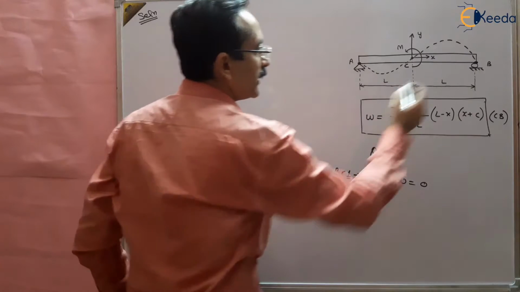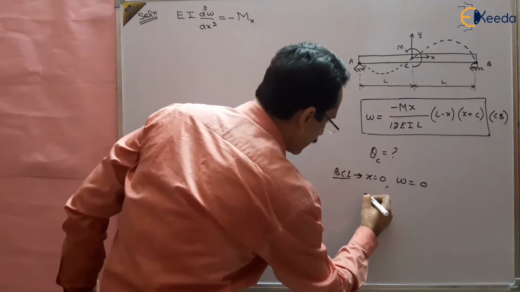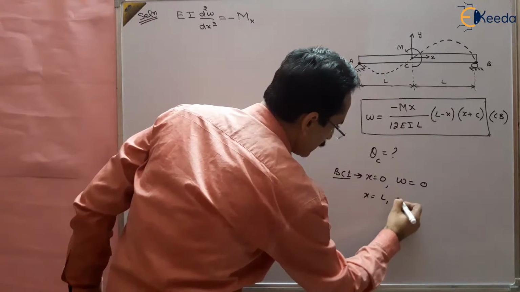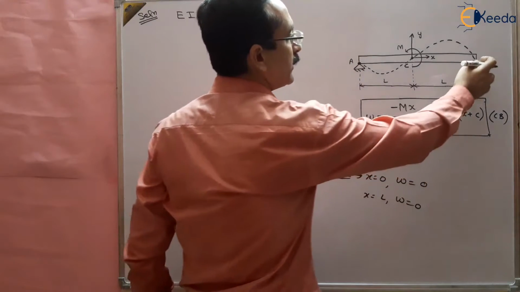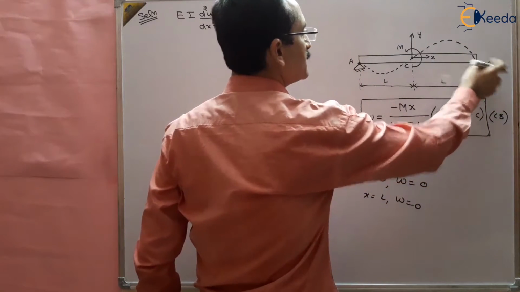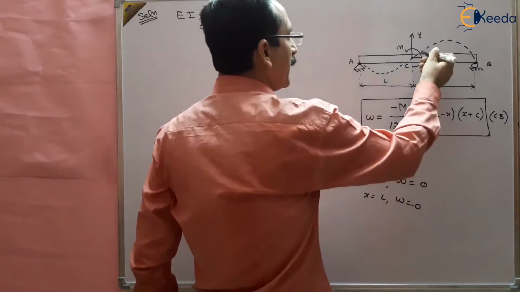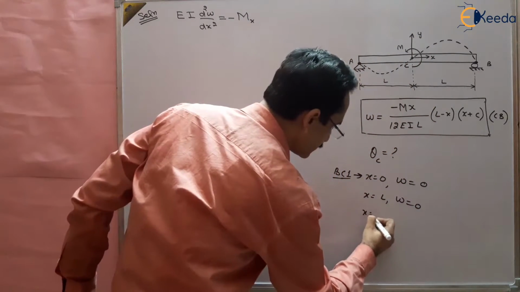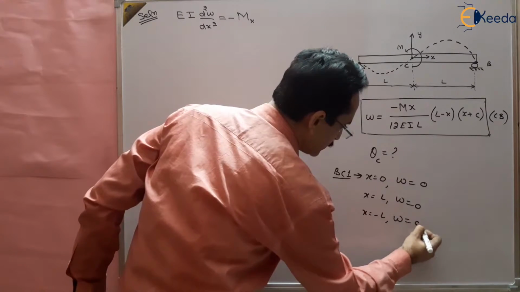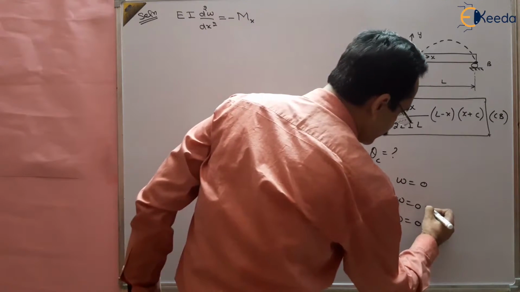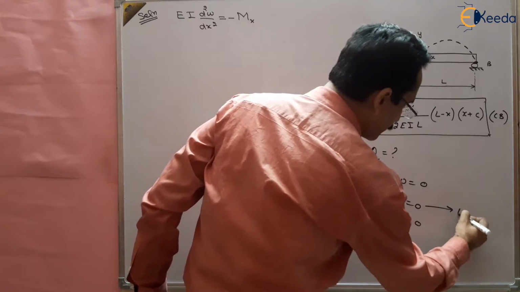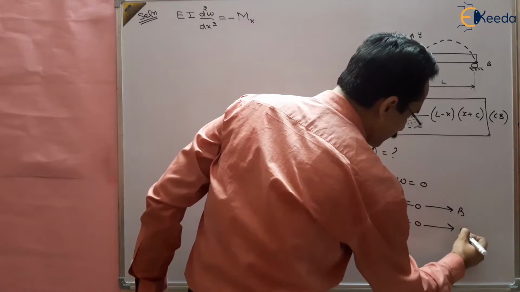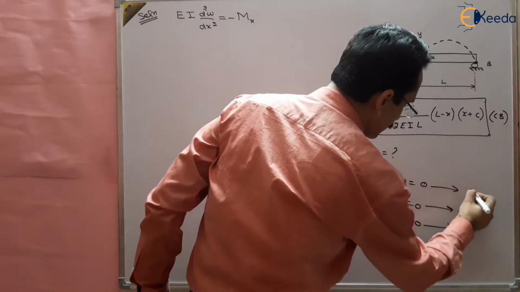At point A and at point B the deflection is 0. So at x equal to L, W is equal to 0; this is point B. And at x equal to minus L, in the opposite direction, again W is equal to 0. This is point A, and this we are talking about point C.